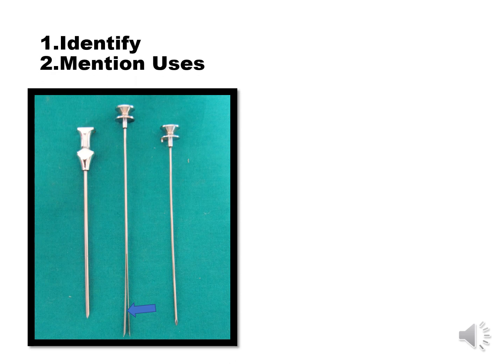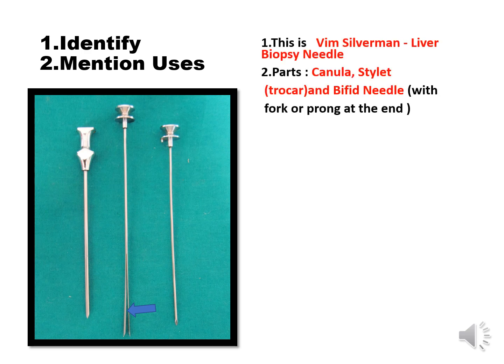Yes, identify and mention uses. So this is Wim Silverman liver biopsy needle. It has three parts: cannula, stylet, and bifid needle. See, the arrow shows the bifid needle, and it is longer than the stylet.